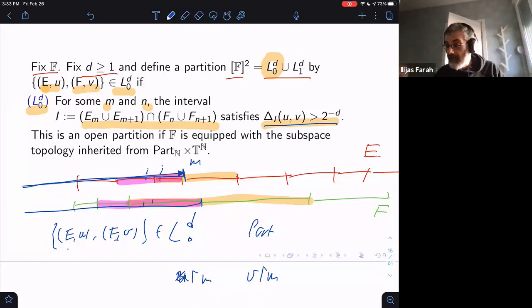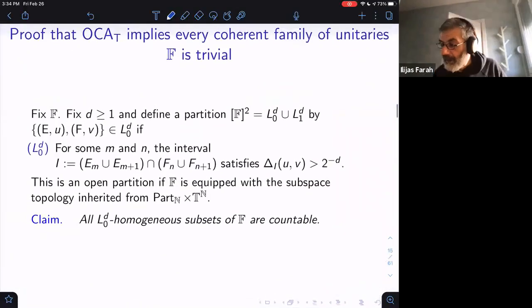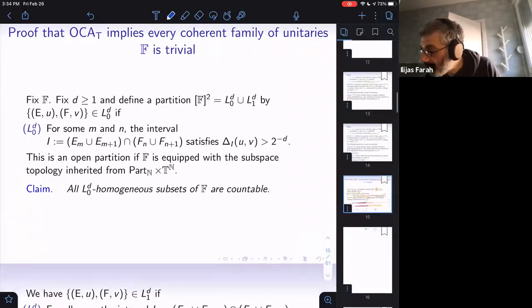So there is a basic open set so that for any pair in that basic open set, at this very pair I and J, this is greater than 2 to minus D. Right, and it's important here that I have greater than and not greater or equal. With greater or equal, it wouldn't be open. All right, so this is an open partition. And here is the claim. All homogeneous subsets are countable.